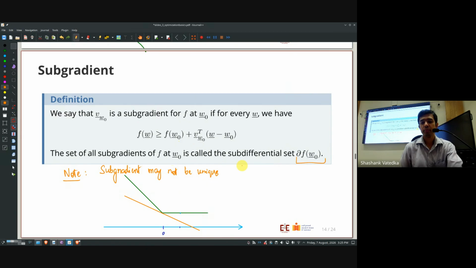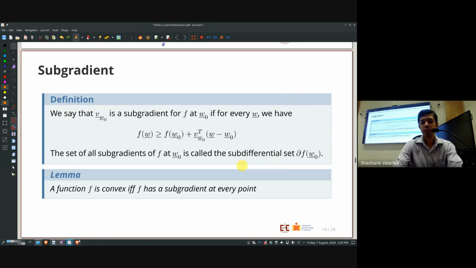Right. So just keep in mind this notation where this will define a set. Okay. So a function f is convex if and only if it has a subgradient at every point. That is, you can find at every point a tangent hyperplane that lower bounds the entire function. Or equivalently, you can find an affine function for which the corresponding hyperplane passes through that particular point, and it lies below the function itself.